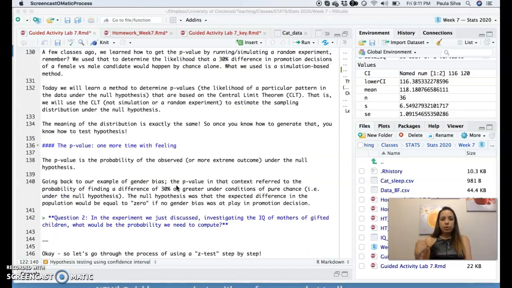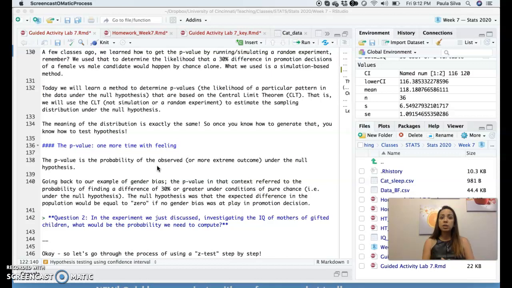Now, a few classes ago, we learned how to get the p-value by running or simulating a random experiment. Do you guys remember? We used that to determine the likelihood that a 30% difference in promotion decisions of a male versus female candidate would happen by chance alone. What we used is a simulation-based method that I told you at the time is not the most typical way that statisticians actually go about testing hypotheses.